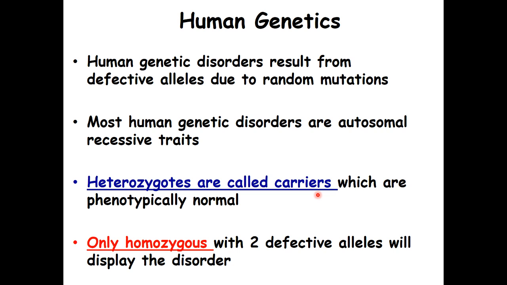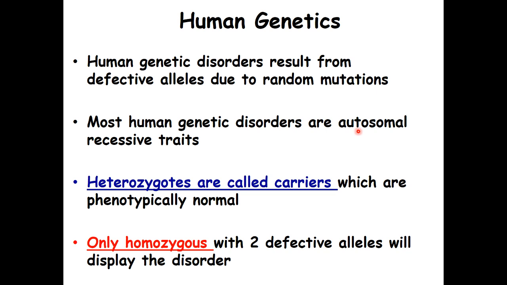Now, for human genetic disorder, usually it is because of defective alleles or recessive alleles. So most genetic disorders are autosomal recessive. That means they occur in the first 22 pairs of chromosomes, and they are autosomal recessive.